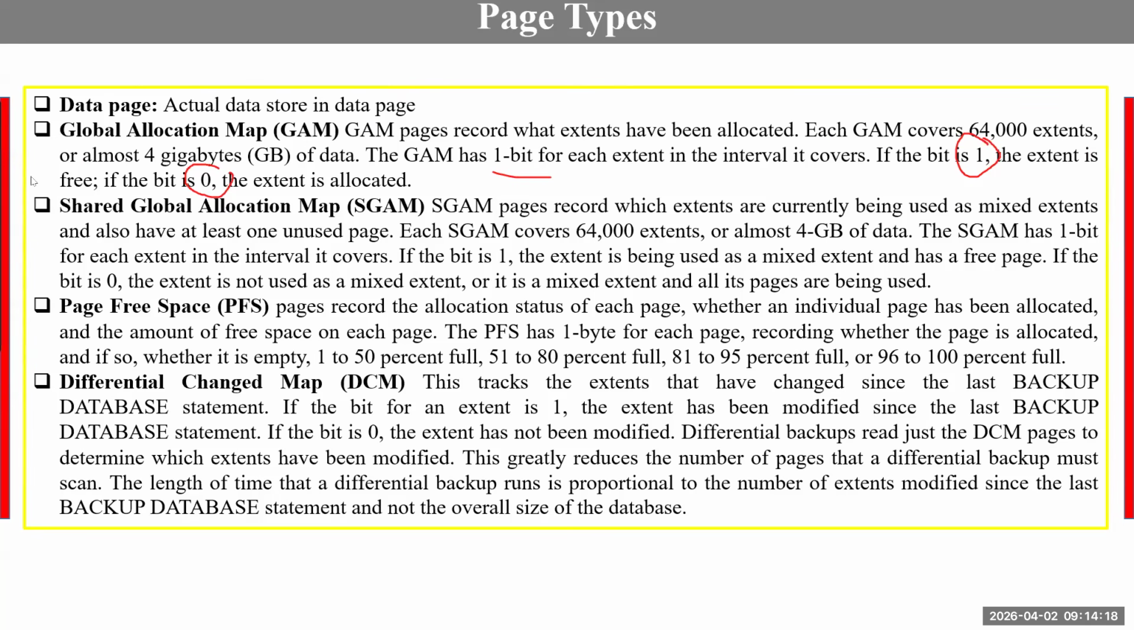Okay, is that okay, everyone? Okay, sir. Now, the SGAM page. See, if you're simply allocating extents, there will definitely be a problem: whether that extent has free space or not. Who is tracking that? SGAM is going to track it. Your pages are tracked by the PFS page, and extent allocation is tracked by the GAM page. Extent free space information is also tracked separately.